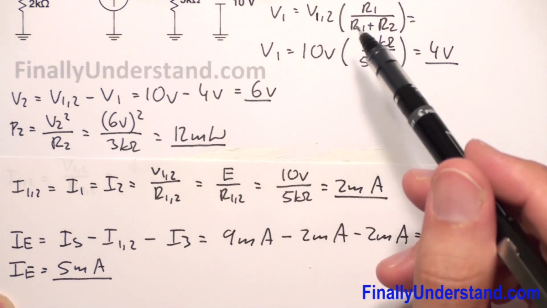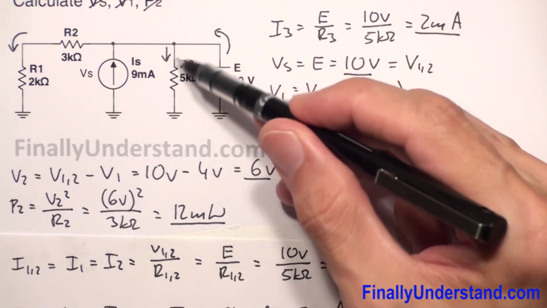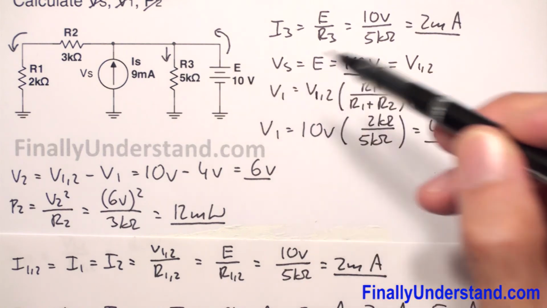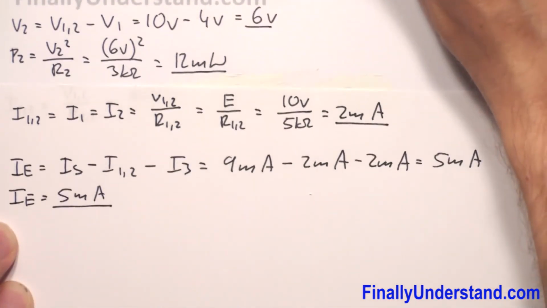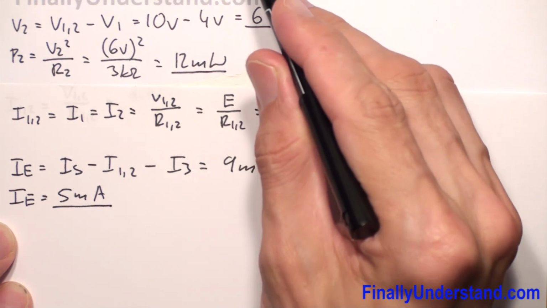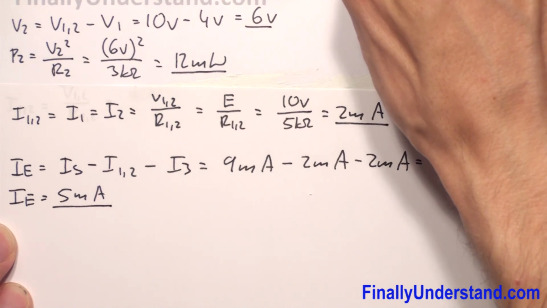Okay, I3 we obtained also positive. So it means the current goes to the ground. So these are the directions of the currents, and basically IE also is positive, so it's going to go this way. So we can say that the problem is solved.